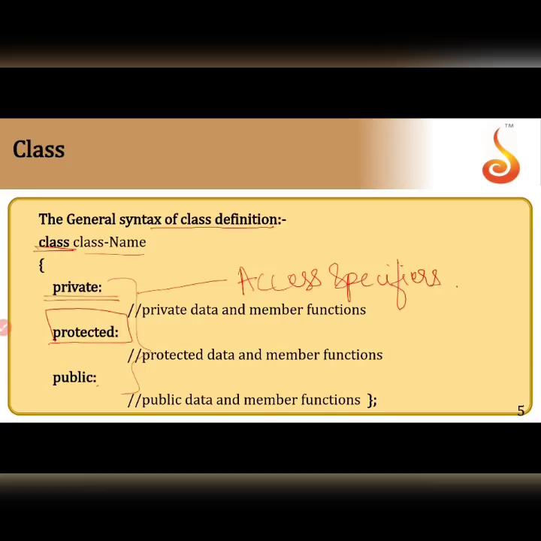And then private, public and protected are in lowercase, and then you have to give a colon. Don't put a semicolon here. Private colon, and after that there are no curly braces here. You can declare variables, you can declare functions also, and then the protected and the public. The entire thing is enclosed between curly braces, and then the class has to be terminated by a semicolon.